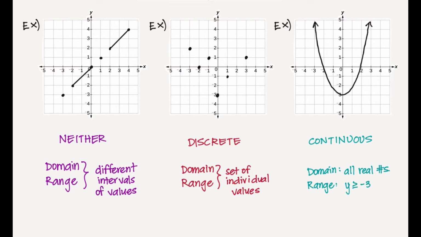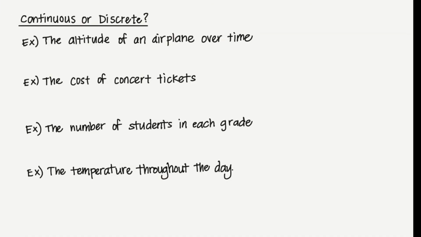So now I have 4 real-life examples to see if they are continuous or discrete. So the first says the altitude of an airplane over time. So if you were given this scenario and you were going to draw an airplane going high in the sky and how high up it's going, it would go up from the ground and then it would stay and then it would eventually come back down, right, as it's landing. So this would be continuous because at any point, at any second in time, I can find its altitude.